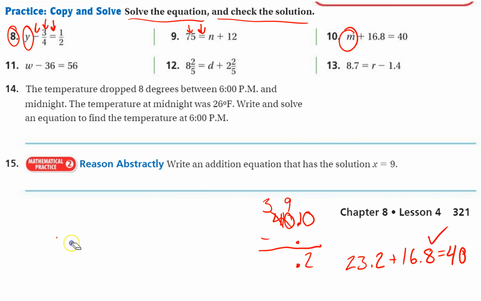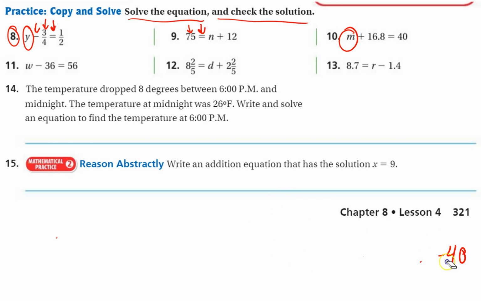So I think the most challenging part of today's math will probably be a couple things. One, remembering that you do the opposite. So whatever the sign is, you do the opposite of that sign. And then the other part is probably just remembering how to add and subtract decimals and add and subtract fractions. Okay.